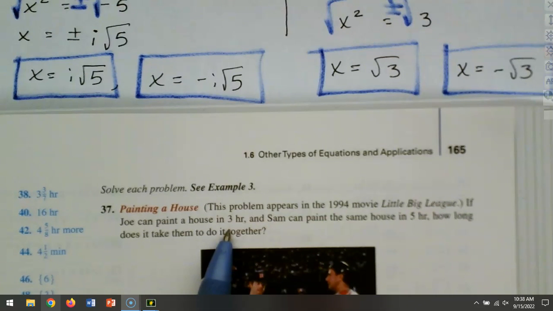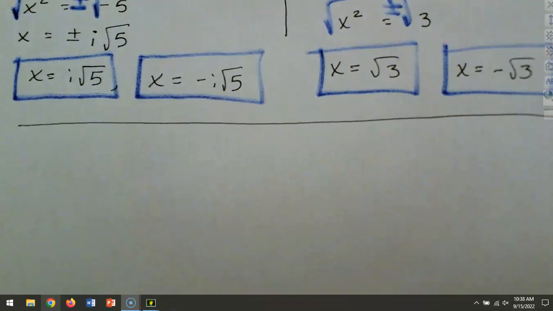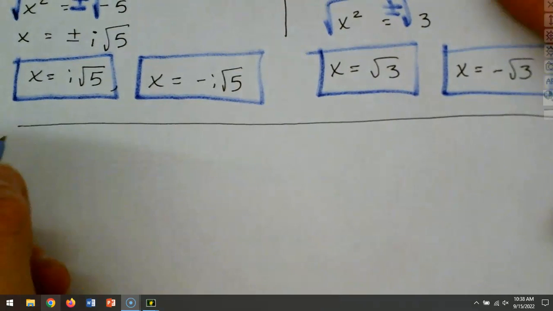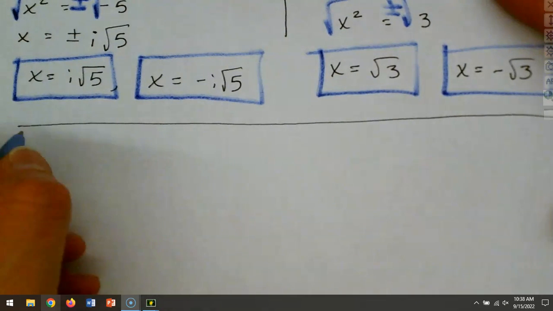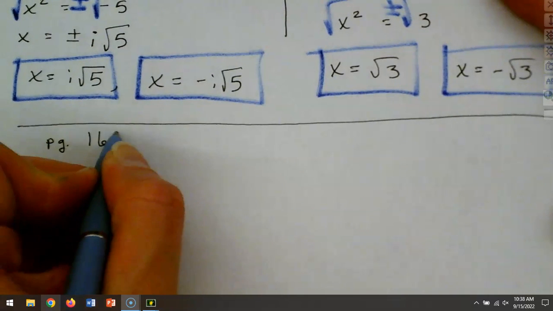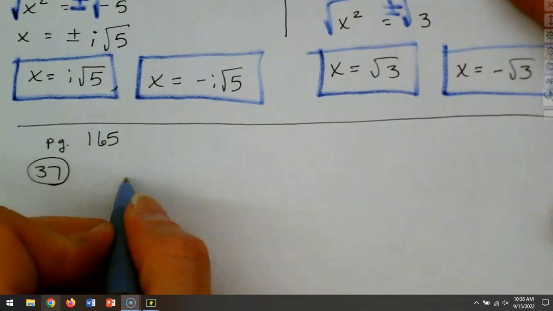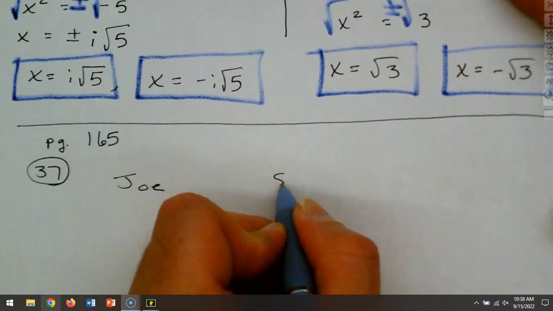Now, how do we handle this? Well, we need to look at it as how much is done per hour. So we take each one and we look at the fractional part that they do per hour. So let's start with what we've got. We've got Sam and we've got Joe, and they're going to be working together. And this, by the way, is on page 165 here, and we're looking at question 37. So we've got Joe and we've got Sam.